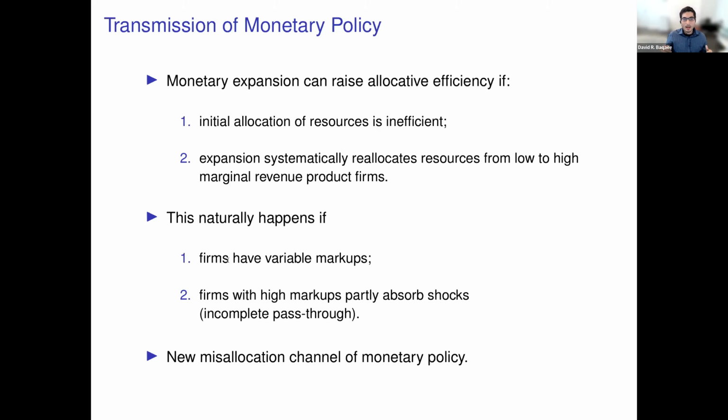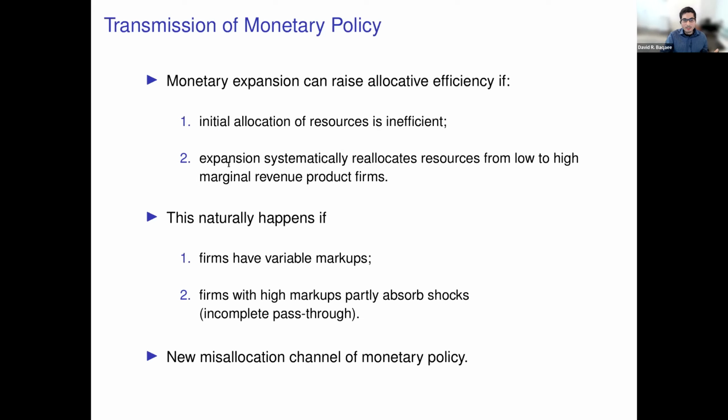First of all, the initial allocation of resources is likely to be inefficient because firms have persistently different markups. So some firms like to charge high markups, some firms like to charge low markups, and these are persistent, and that's going to give you a misallocation in any initial equilibrium. So that satisfies the first condition.